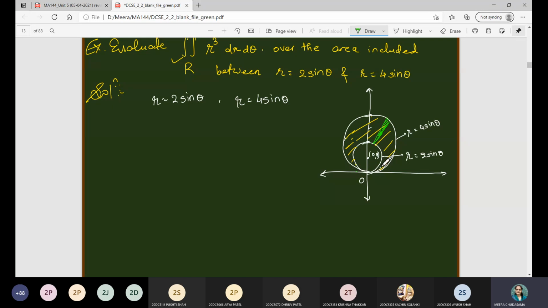Now let us consider the r value. यहाँ से अगर हम move कर रहे हैं यहाँ तक, तो यहाँ से वो ये बॉर्डर से ये आउटर बॉर्डर तक जाएगा. यहाँ अगर स्ट्रिप आपकी पहुंचेगी तो it will move from inner circle to outer circle, and similarly from this, यहाँ पर अगर लेते हैं, then inner circle to outer circle. So what will be the limits of r? 2 sine theta to 4 sine theta.